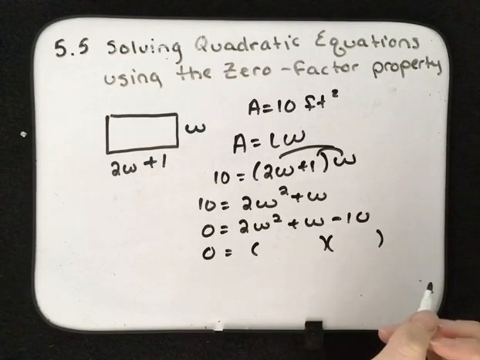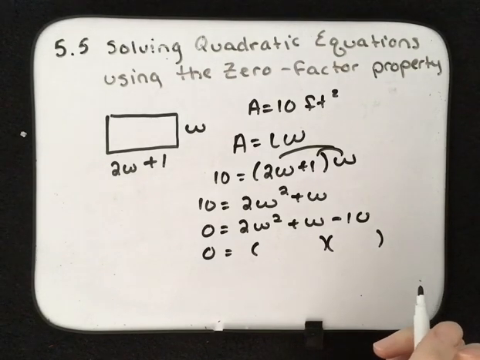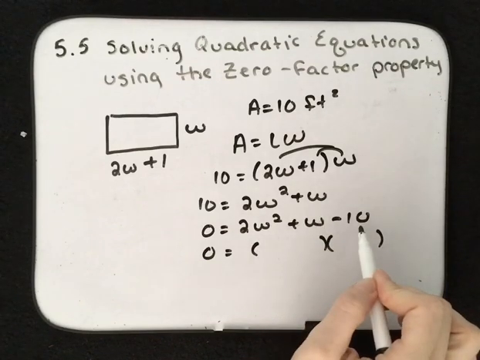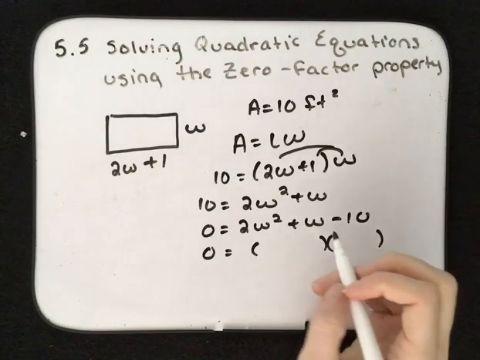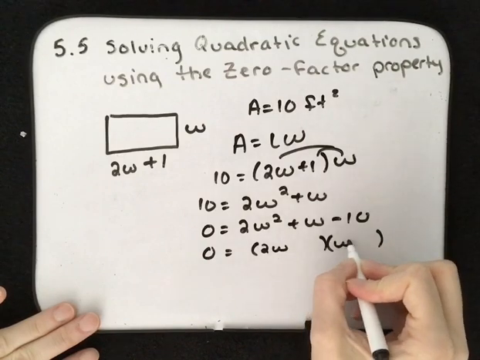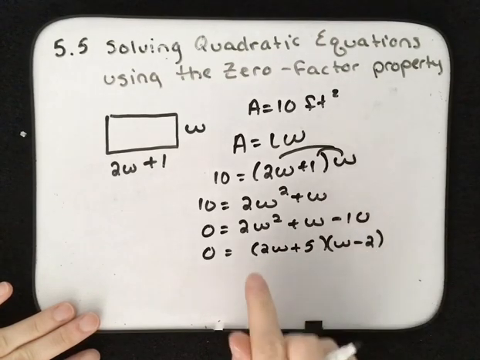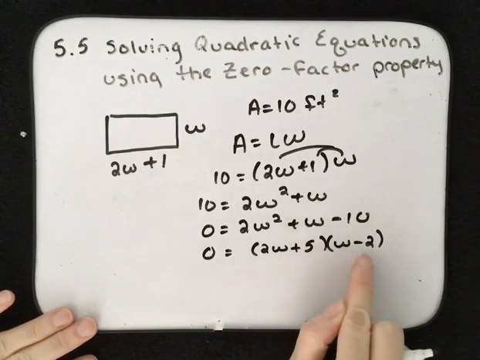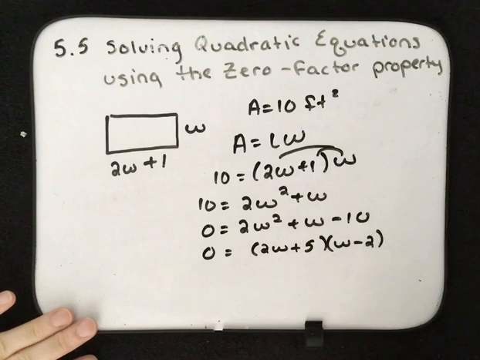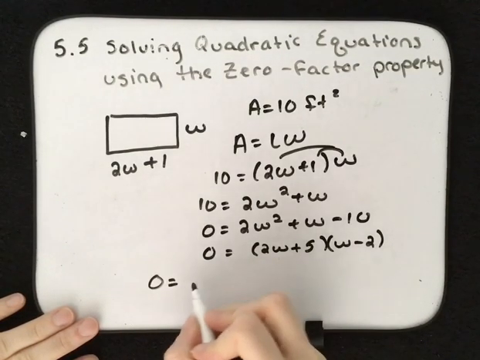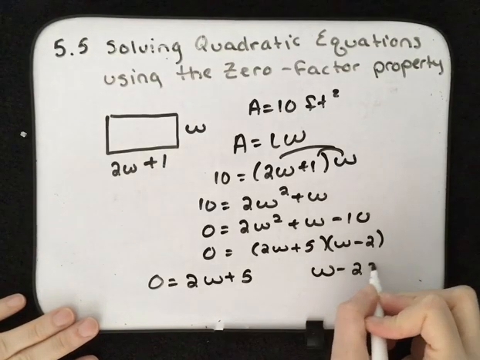You can use some guess and check, you can use the AC method, you can do the box method, however you'd like is perfectly fine. What we're trying to figure out is 2 times 10, that's going to give us negative 20, and we need to simplify it to just one w in the middle. So if we do 2w and w, that gives us 2w squared, and then we can do 5 and negative 2. Because 2w times negative 2 gives us negative 4, and w times 5 gives us 5. So 5 plus negative 4 gives us our 1. That means our two factors are 2w plus 5 equals 0, and w minus 2 equals 0.